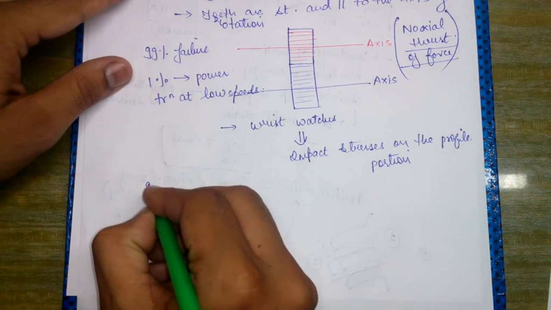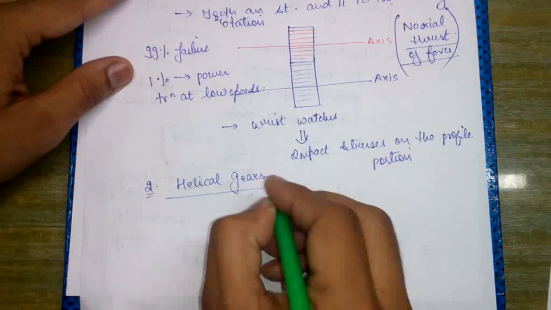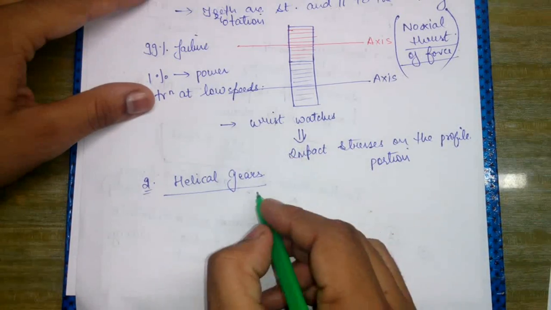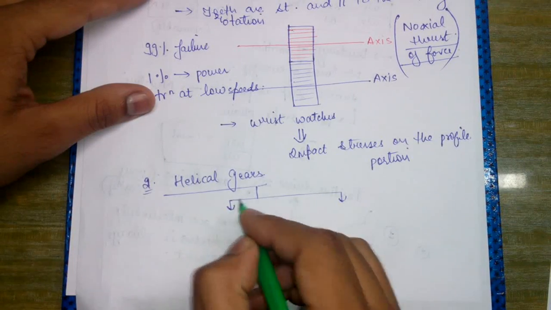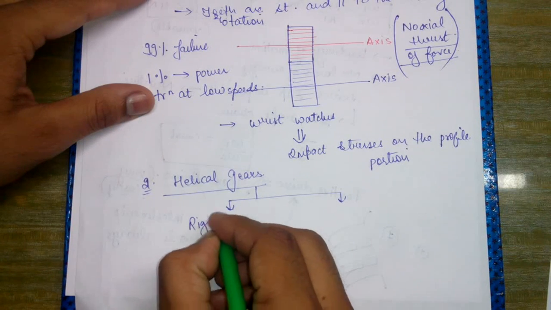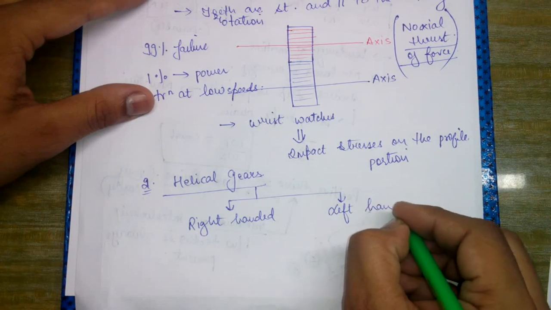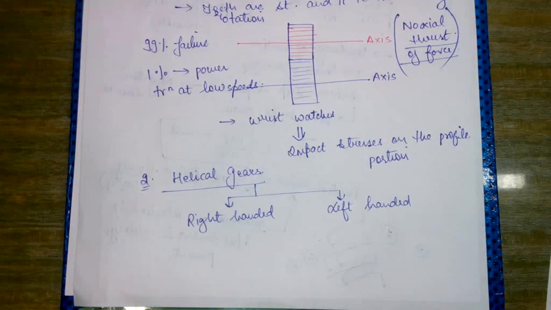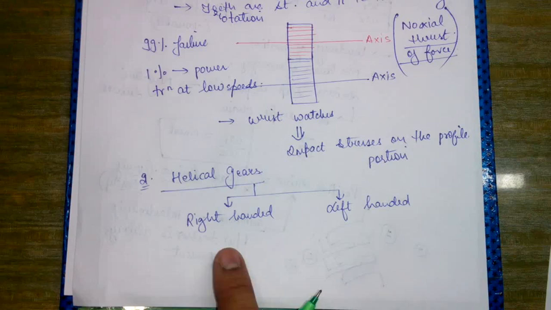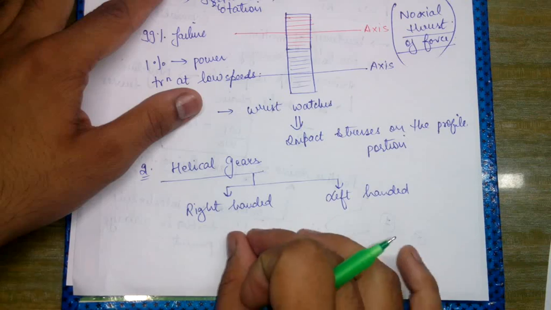The other types of gears were helical gears. In helical gears, the teeth were straight but inclined to the axis of rotation, and they were further divided into two categories: the right-handed helix and the left-handed helix. So in helical gears the teeth are straight but inclined to the axis of rotation, and hence they are categorized into right-handed and left-handed helix, such that always the opposite hand helical gears must come in contact.